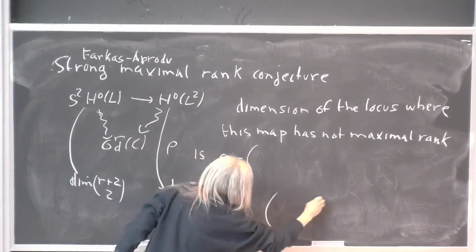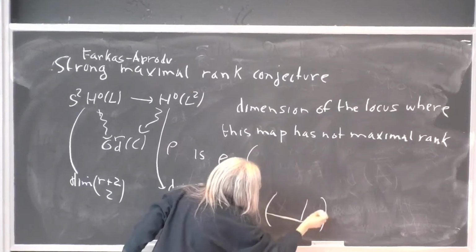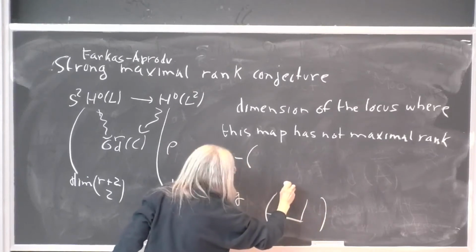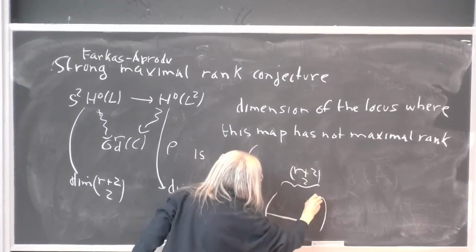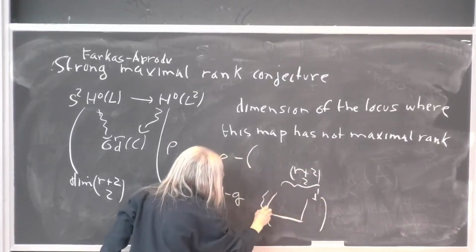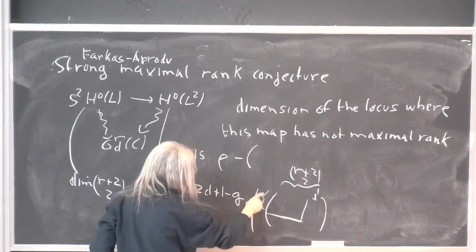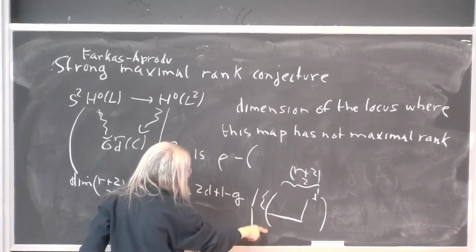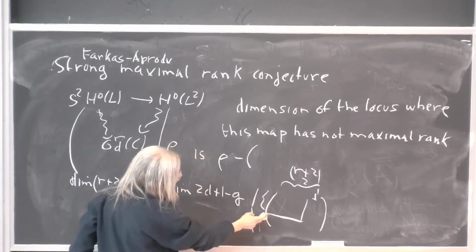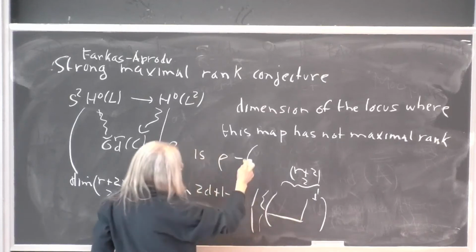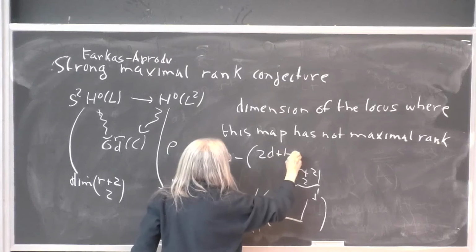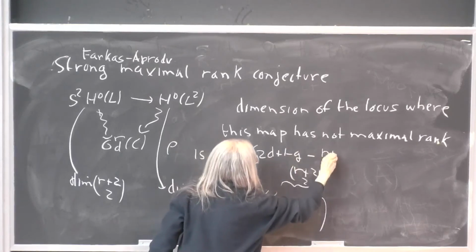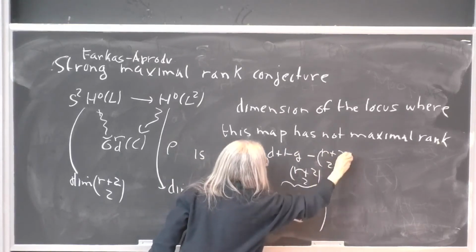We have our matrix here. We have chosen, so here we have the R plus 2 choose 2. We leave one space here, and here we'll have also the R plus 2 choose 2 minus 1, and then the difference here is the number of conditions we need to write. So that's going to be 2D plus 1 minus G minus R plus 2 choose 2 minus 1.